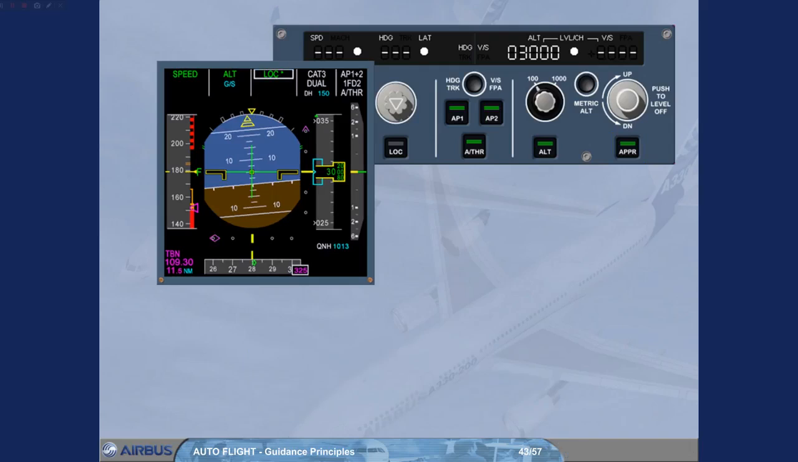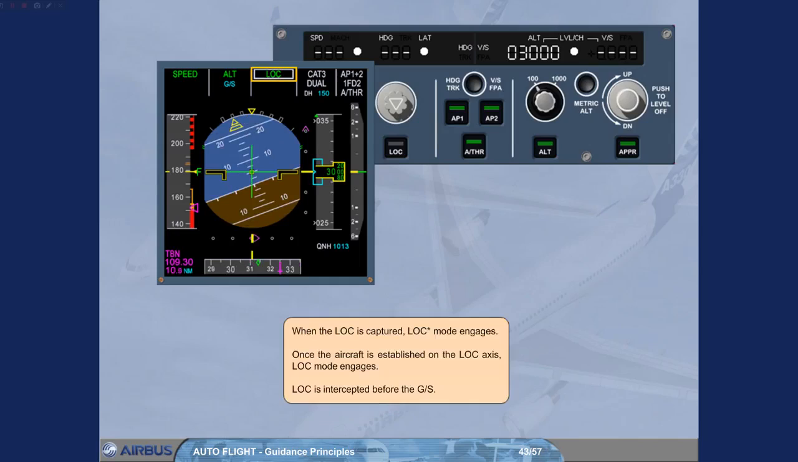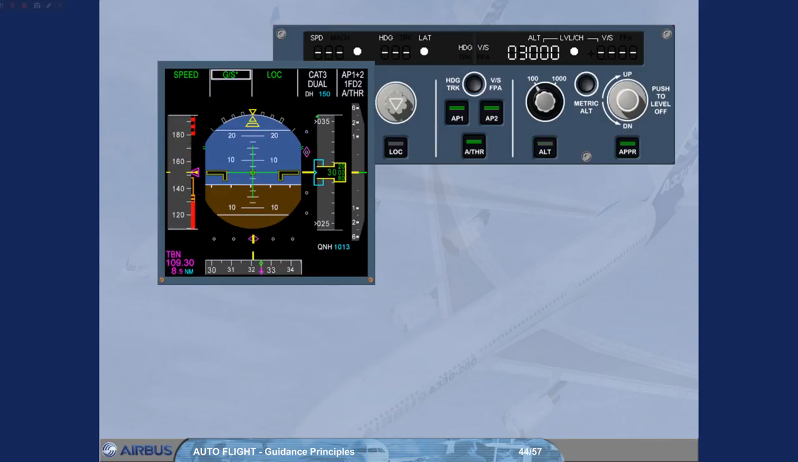When the localizer is captured, LOC star mode engages. Once the aircraft is established on the localizer axis, LOC mode engages. The localizer is intercepted before the GS. When the GS is captured, GS star mode engages and switches to GS mode when the aircraft is established. As a general rule, GS star and GS will engage only if LOC star or LOC is engaged. Note, GS star and GS may engage before LOC star for certain aircraft, if required by the airline.